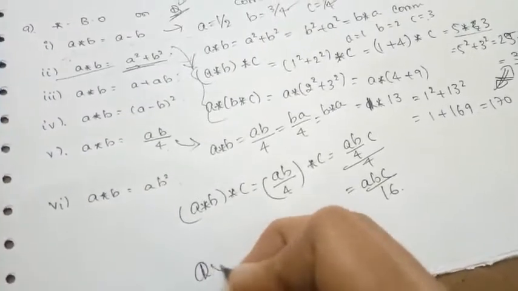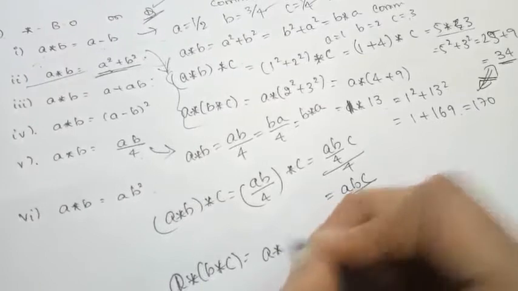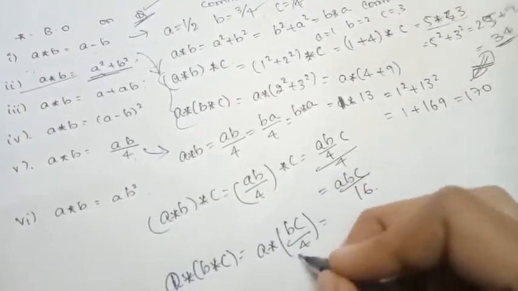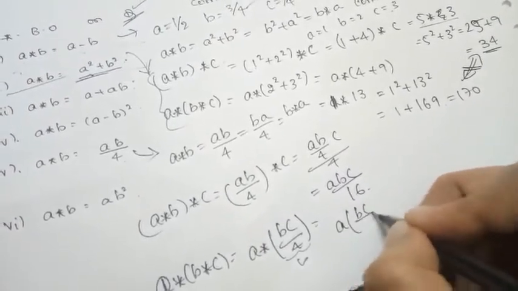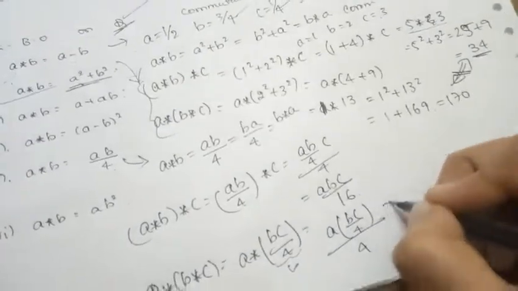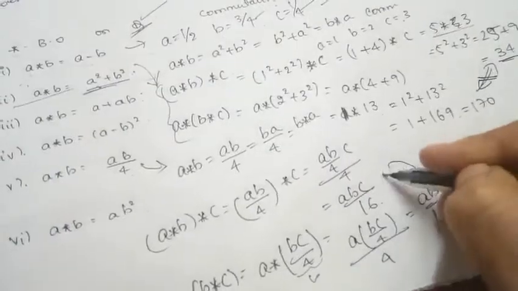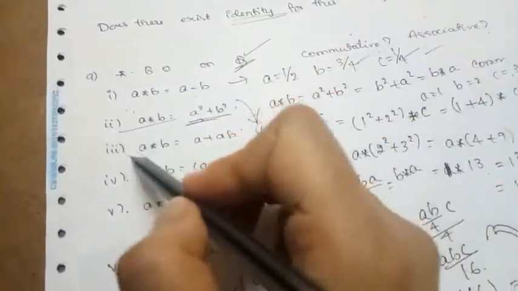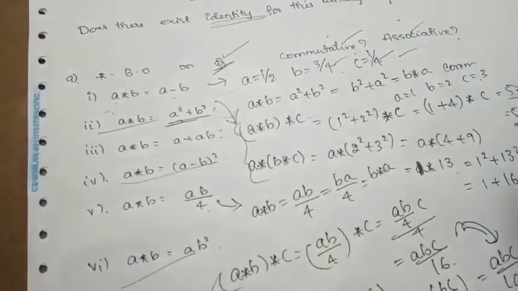Similarly, a star (b star c). What does this imply? b star c implies bc by 4. Now if I take this as b, what does this imply? a times bc by 4, whole divided by 4, which is nothing but again abc by 16. So our LHS is equal to RHS, so it is associative. This is how we check whether it is commutative or not. Those that are left, try those by yourself, checking whether they are commutative or associative or not.